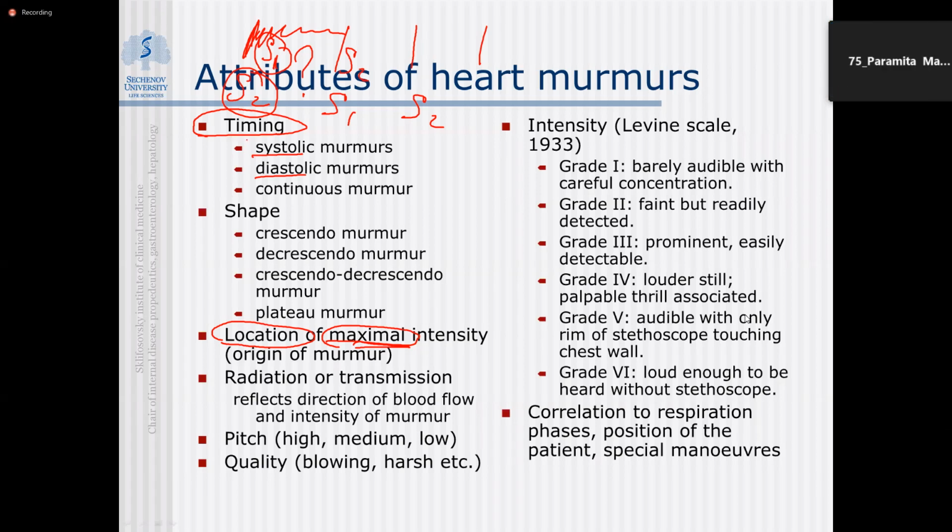S1 will be louder at the heart apex, and S2 will be louder at the heart base. So maybe in that way we can do it. Yes, exactly right, but that is true only for healthy patients. In the case of affection of the myocardial muscle, there may be a different situation when S1 is decreased, for instance at the apex, and has lower intensity in comparison to S2.